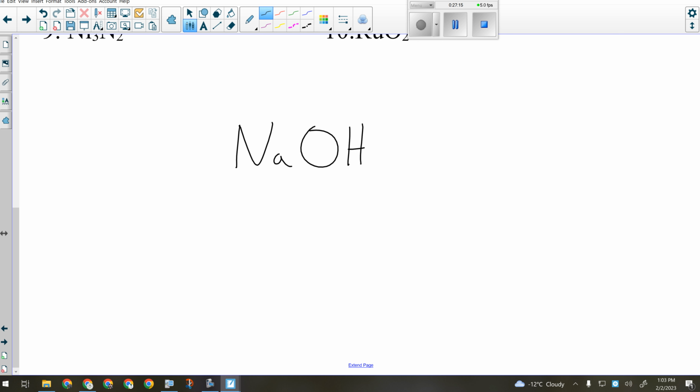How many elements are in that compound? 3. All the other ones we've done have only had 2. So this is still a binary ionic compound. It still only has 2 parts, even if it has 3 different elements in it. This is what we call an ionic compound that contains a polyatomic ion. Poly meaning many, ions meaning charged particles, so this has many charged particles.